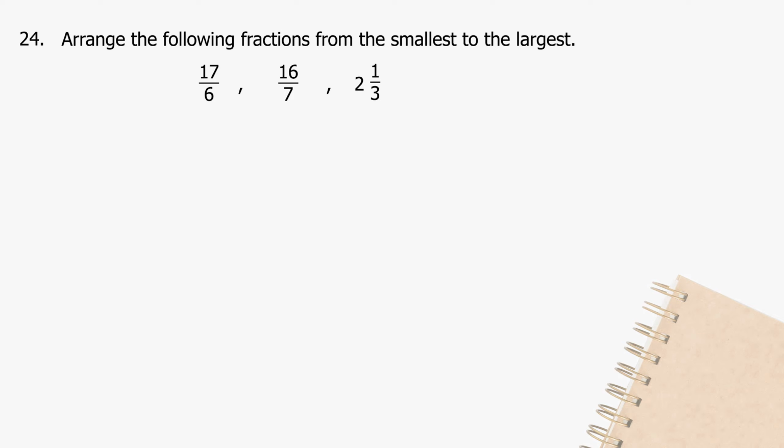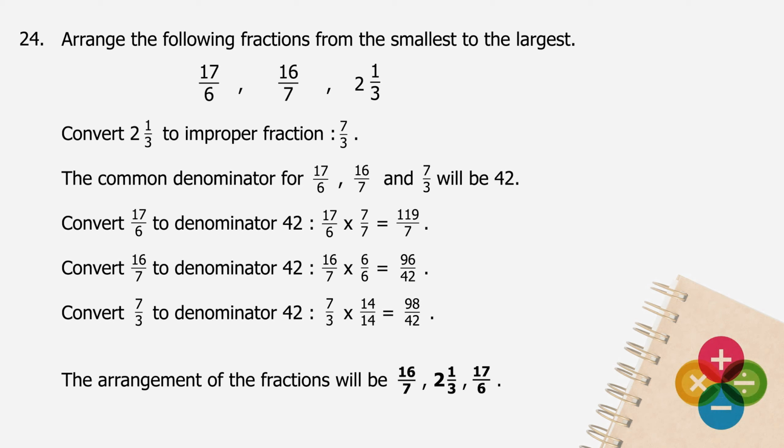Question 24. Arrange the following fractions from the smallest to the largest. 17 over 6, 16 over 7, 2 and 1/3. Convert 2 and 1/3 to improper fraction will be 7 over 3. The common denominator for 17 over 6, 16 over 7, and 7 over 3 will be 42.